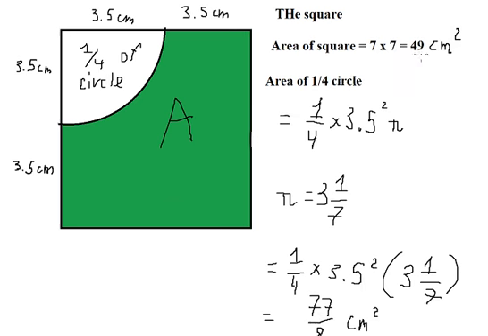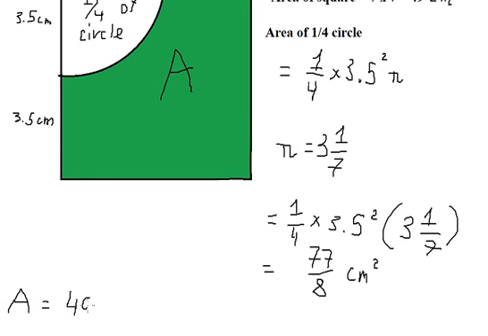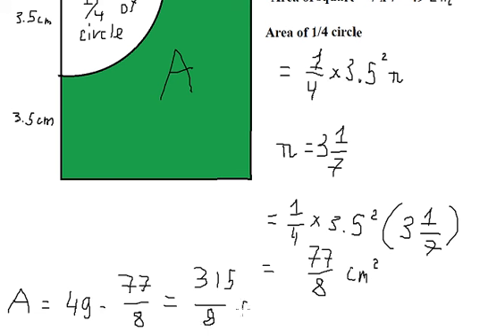We will use the area of the square, 49, minus the area of 1/4 of the circle, that's 77/8. So we calculate this number and we have 315/8 square centimeters. And this is the final answer we need to find in here.